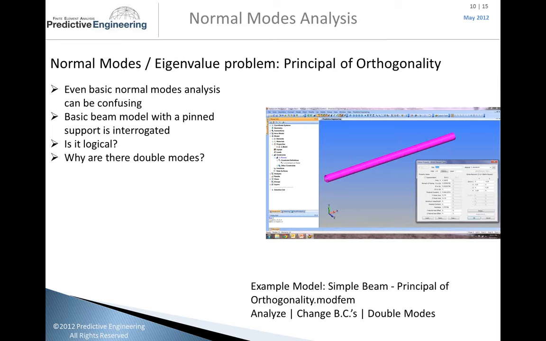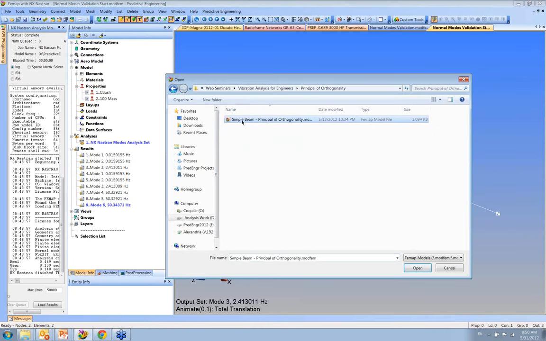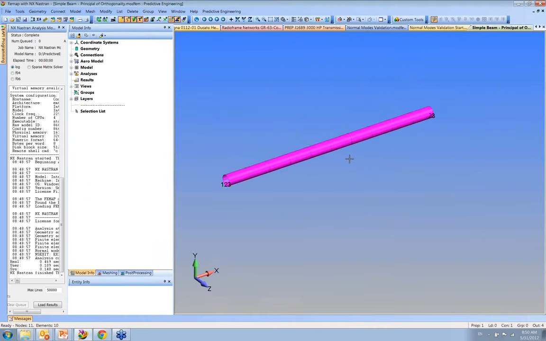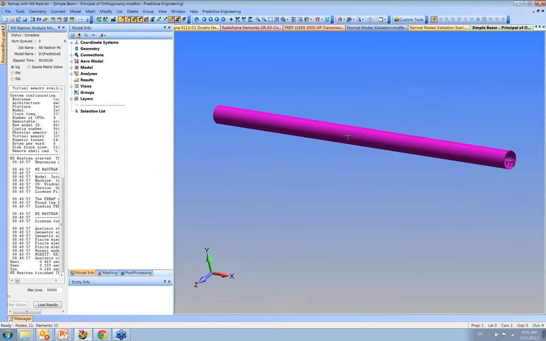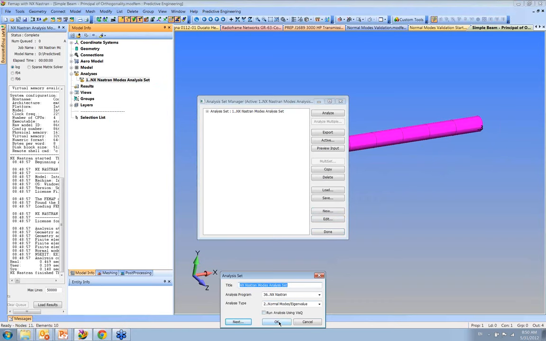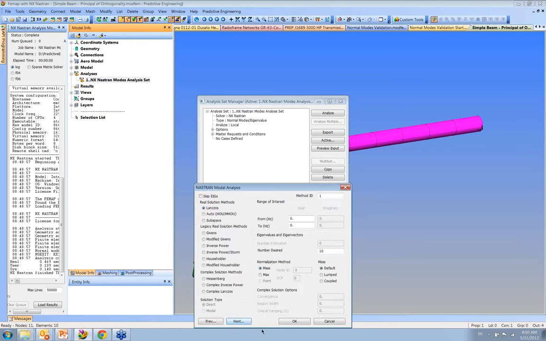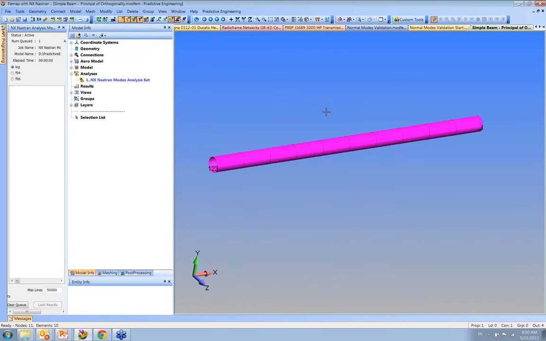Moving on, principle of orthogonality. And this is a little hiccup that catches people when they're doing normal modes work, is that they see these compound modes together. And let's bring up that model. Open, simple beam, pin connections, like that. And same thing, normal modes analysis. And when you do a normal modes, it'll come up with this screen here. Nastran normal modes analysis. And I'm going to ask for 10. And I'll hit analyze.